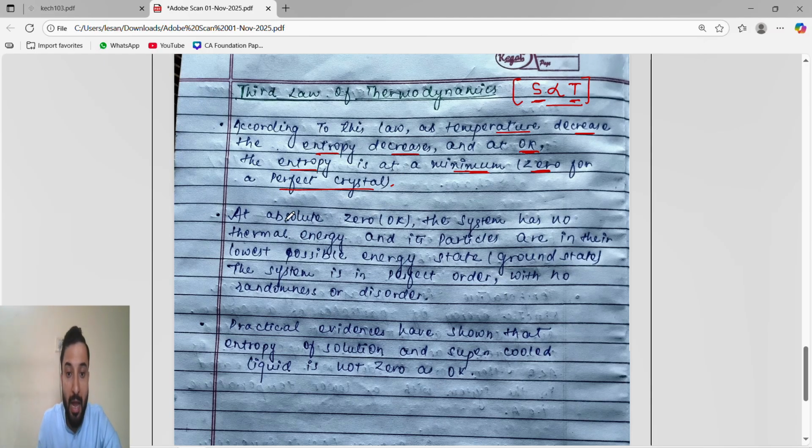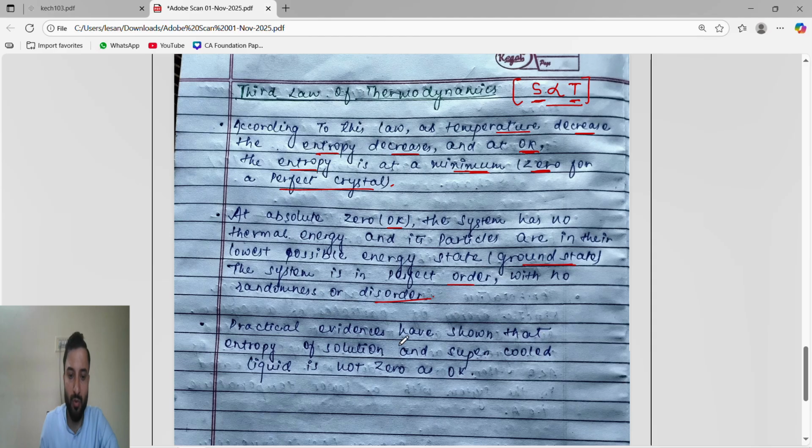At absolute zero, means 0 Kelvin, the system has no thermal energy and its particles are in their lowest possible energy state, which is called the ground state. The system is in perfect order with no randomness or disorder.